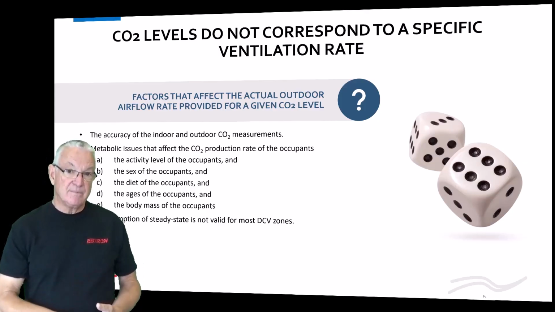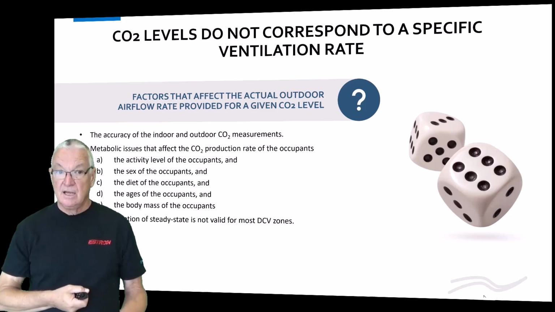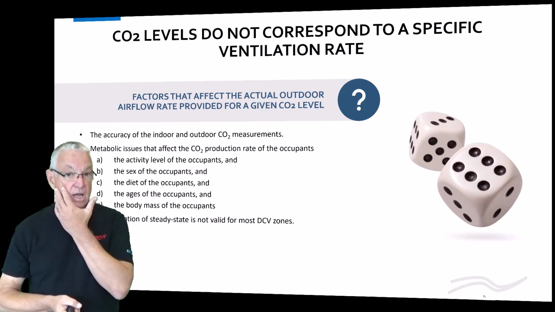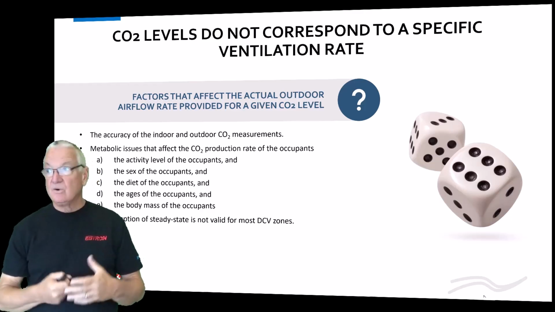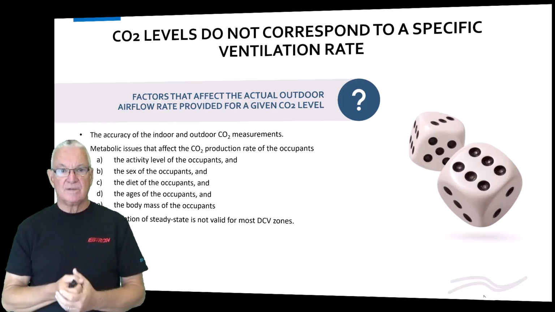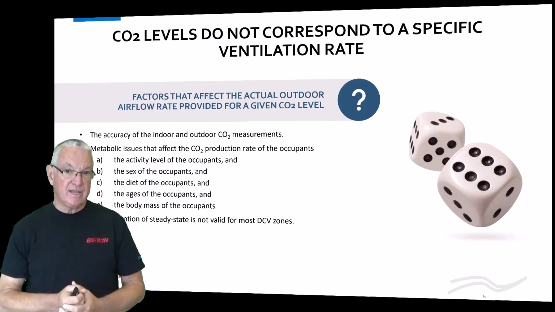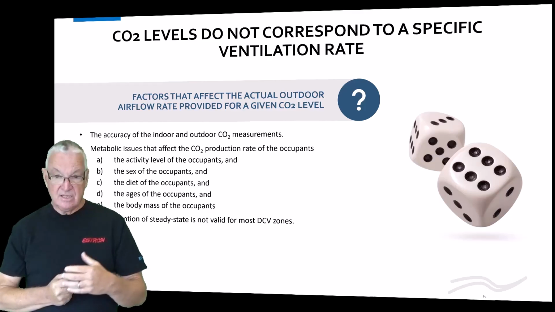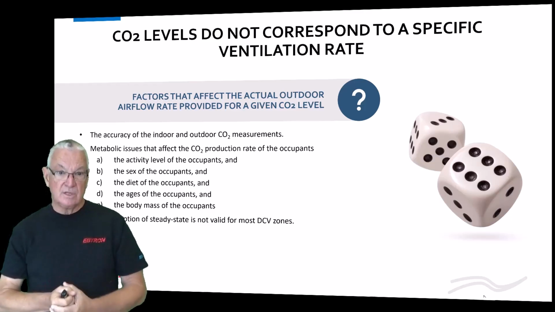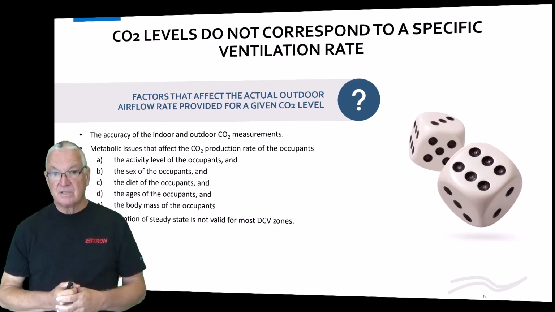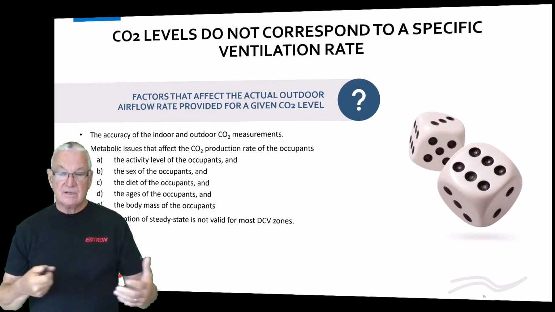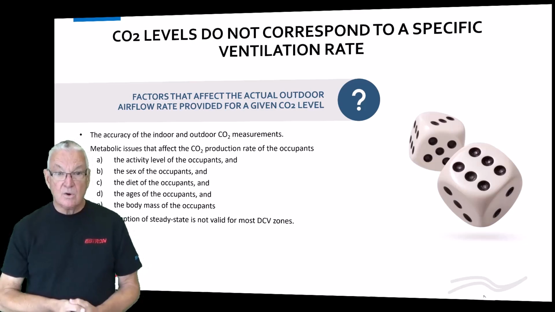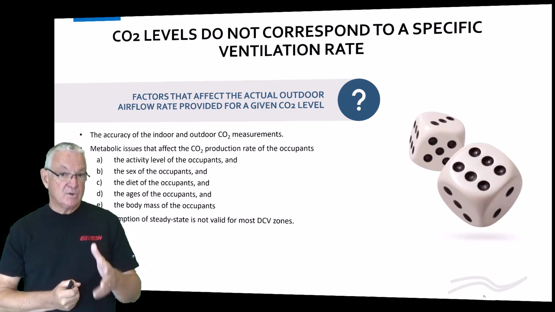The sex of the occupants. There is a difference between males and females in terms of CO2 production. The diet is not as significant, but it's there. Are you on a high fat or a high carb diet? The ages can be significant. Are we doing this for a 5-year-old or a 50-year-old? And then the body mass of the occupants. Are we doing this for a 100-pound child, or are we doing this for a 350-pound athlete? Okay, these all matter. And it's important to understand that.